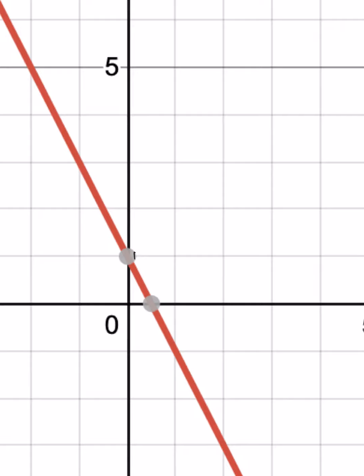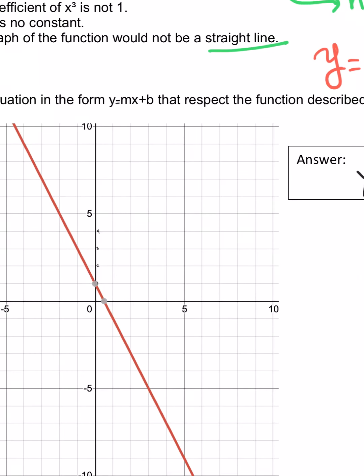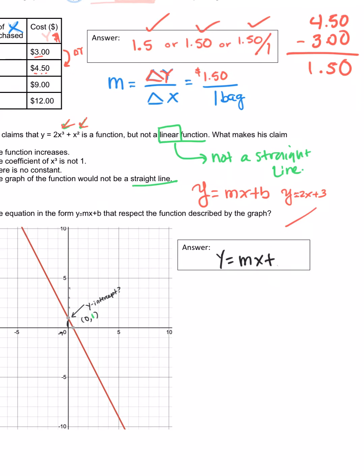0, 1, 2, 3, 4, 5. So you're actually counting the units. So where is your y-intercept? Your y-intercept is where x is 0. Do you see that? And how much did you go up? 1. So that right there, the 1 is called your b, your y-intercept. So I'm going to put a 1 right here. So you're going to type y equals mx plus 1.